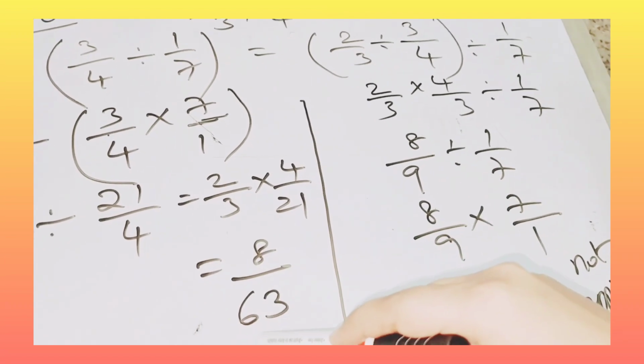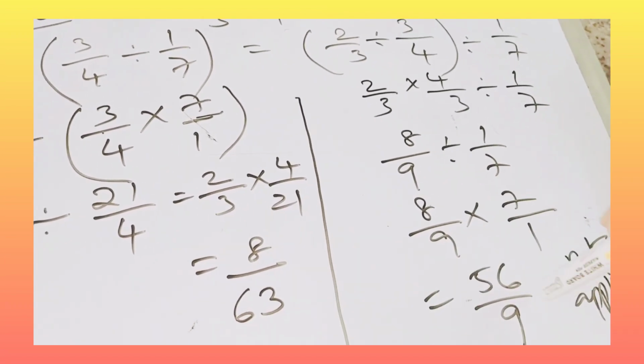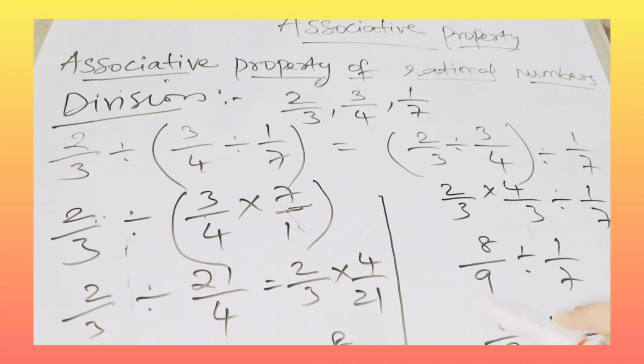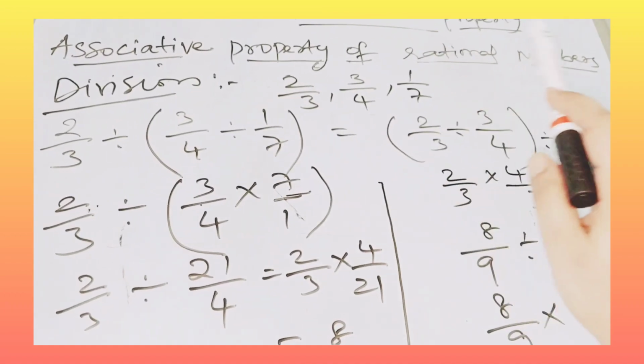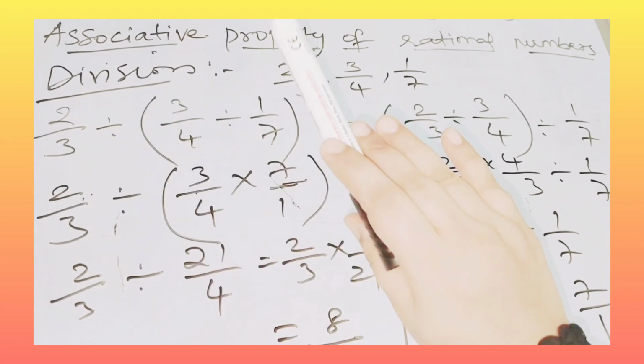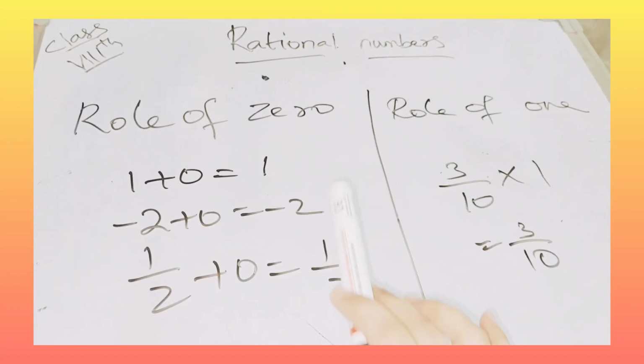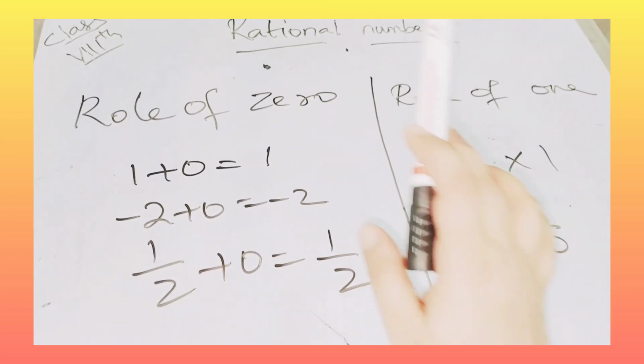Here 8 by 63 is there in LHS, and in RHS 56 by 9 is there, so it is not applicable. Okay, the associative property of rational numbers under division is not applicable. Now I will explain to you the role of 0 and the role of 1 in rational numbers.